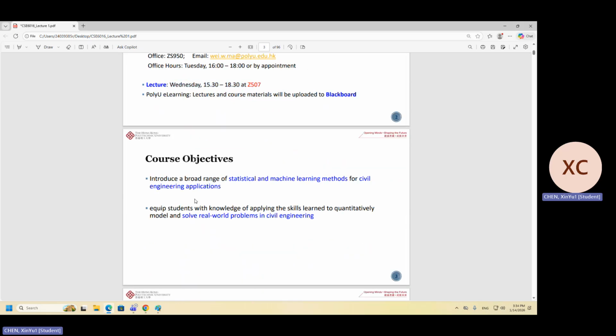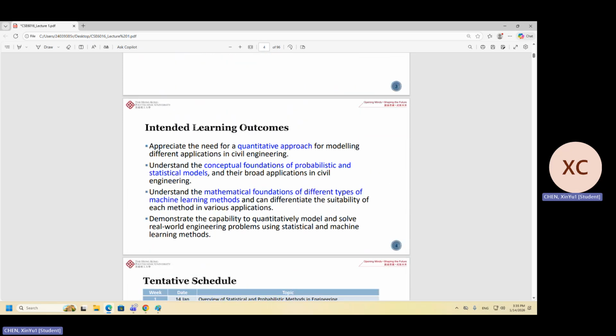The objective of this course is to introduce a broad range of statistical and machine learning methods for civil engineering applications, and to equip students with the knowledge of applying the skills learned to quantitatively model and solve real-world problems in civil engineering. The intended learning outcomes: appreciate the need for a quantitative approach for modeling based on mathematics, understand the conceptual foundations of probabilistic and statistical models, understand the mathematical foundation of different types of machine learning methods, and demonstrate the capability to quantitatively model and solve real-world engineering problems.